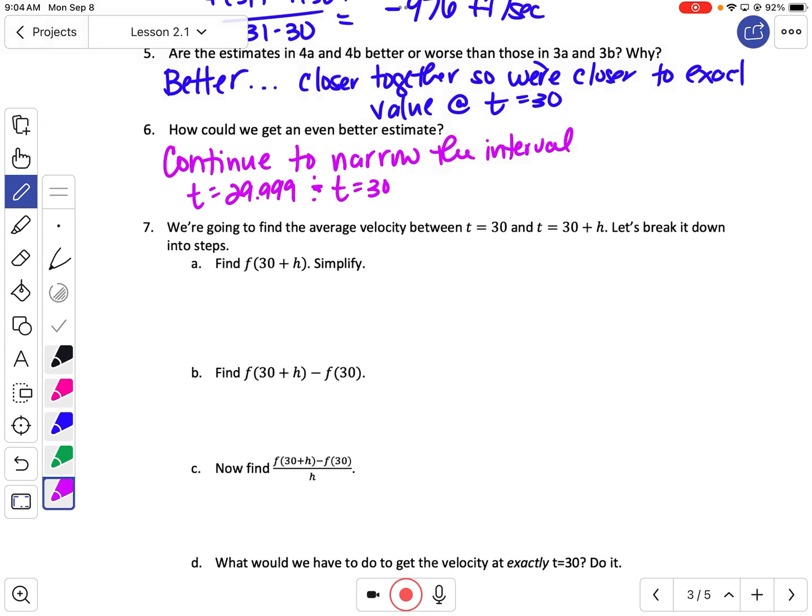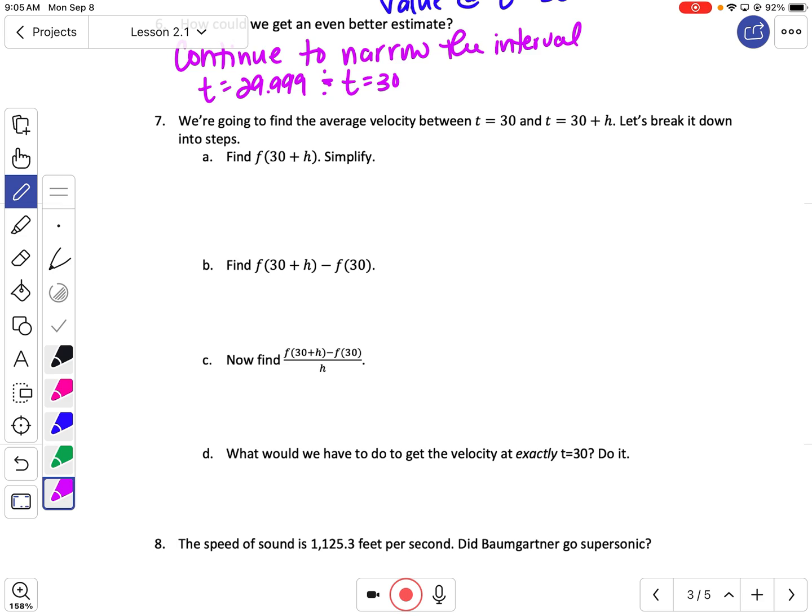So now we're going to look at it in terms of some algebra, all right? And so it says we're going to find the average velocity between t equals 30 and a time t equals 30 plus h. h is some random amount that we're past 30, because to do velocity, to do slope, how many points do you need? You need 2, okay? So let's do f of 30 plus h. That means we're going to use that function. Let me write it back down for you.